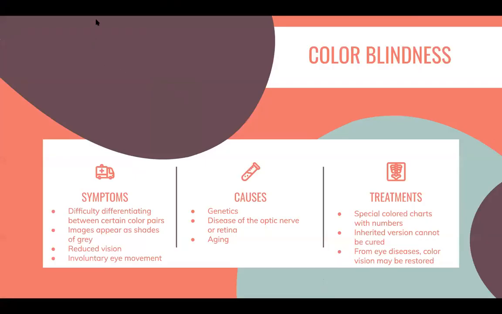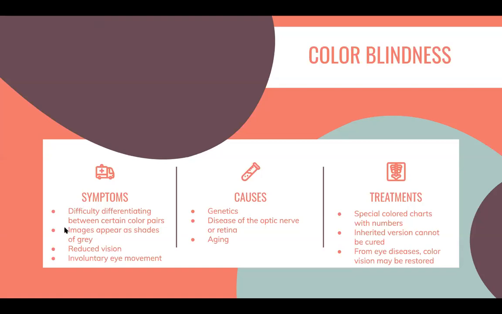And last we have color blindness. A lot of you guys may know someone who was colorblind. So some of the symptoms are difficulty differentiating between certain color pairs, like red and green. I don't remember the others. But there are three main pairs of two colors that people have difficulty distinguishing.